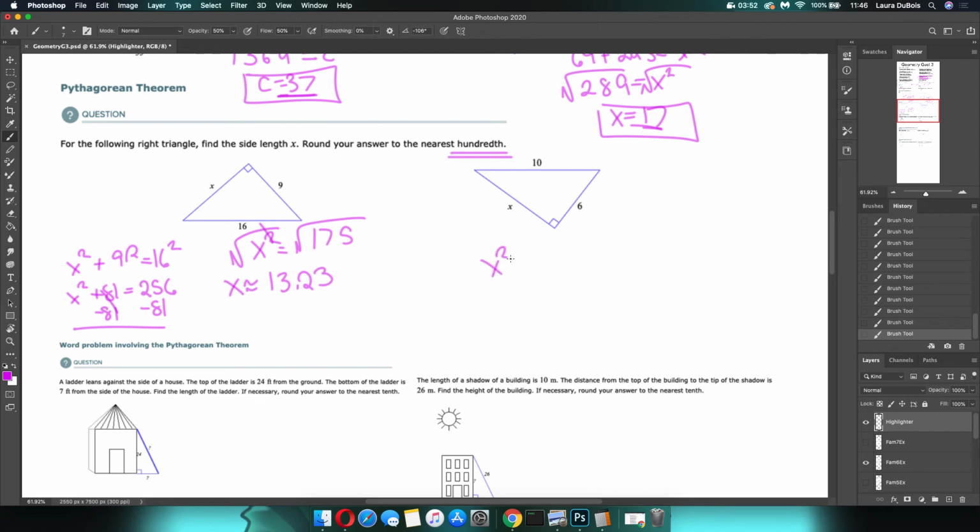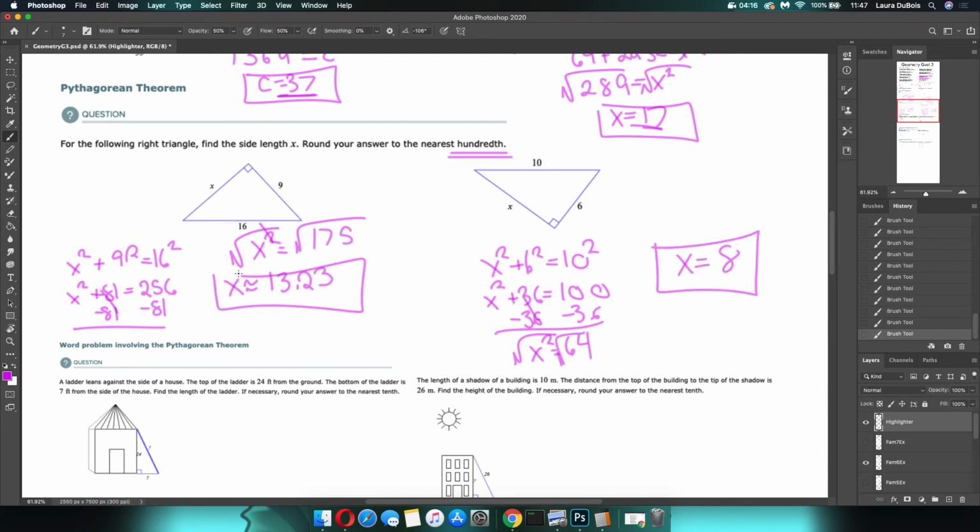Now x squared plus 6 squared equals 10 squared, so x squared plus 36 equals 100, minus 36, minus 36. X squared equals 64. Yep. So here we got lucky. X equals 8. And that's going to be your answer there.